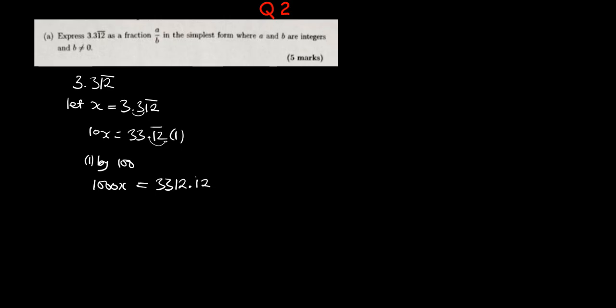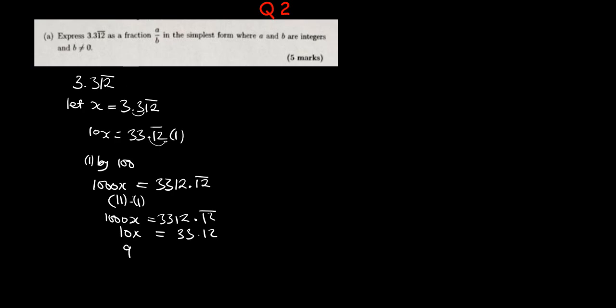From there, you subtract equation 1 from equation 2. So this is 1000x is equal to 3312.12 bar. Then equation 1 we had 10x is equal to 33.12 bar. Then you subtract, so this will give you 990x.